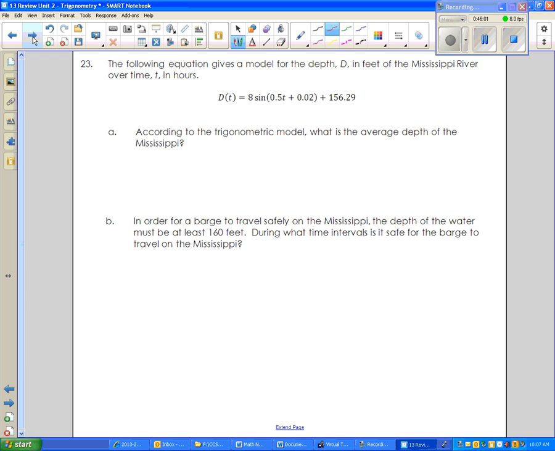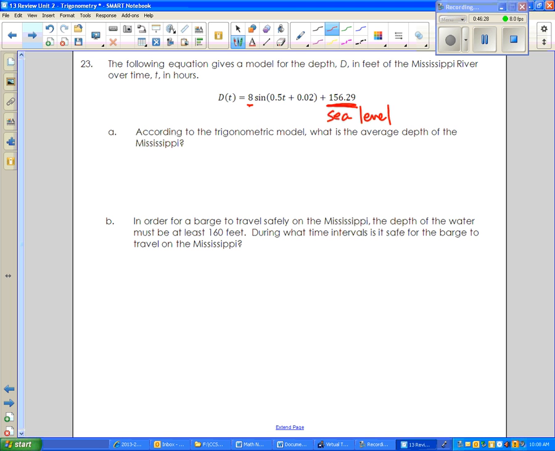In number 23, these get us into the modeling problems. The following equation gives a model for the depth d in feet of the Mississippi River over time in hours. So a couple of things to note here. This value here, that's our midline, that's going to be basically sea level. And then 8, that's basically going to give us our amplitude. We're going to go up and down, up and down, up and down.